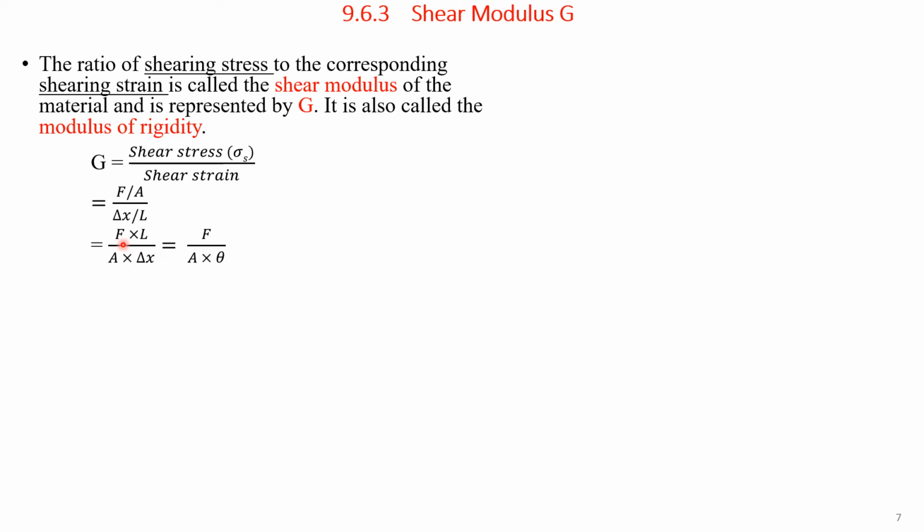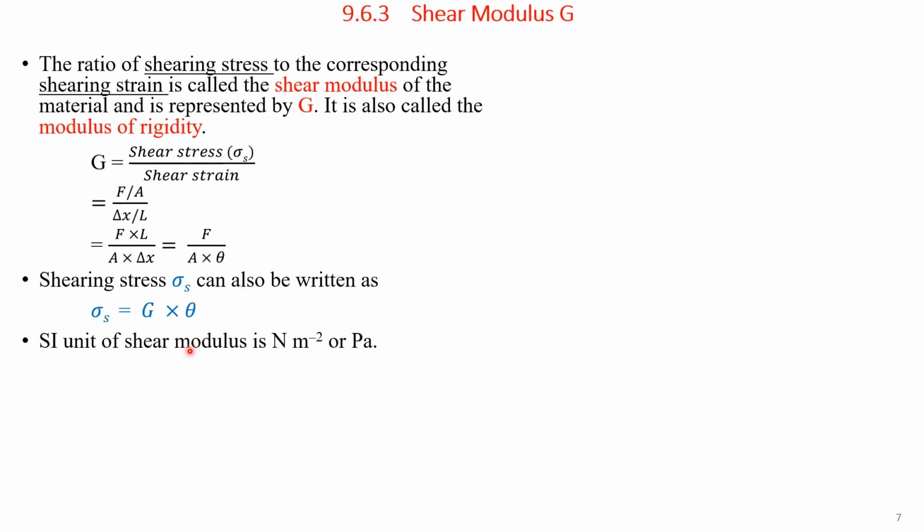That is equal to F into L divided by A into delta X. That is equal to, rearranging, F divided by A and angle theta. It is written as F by A into theta. Shear stress sigma S can also be written as sigma S is equal to G into theta. The SI unit of shear modulus is newtons per meter square or Pascal.